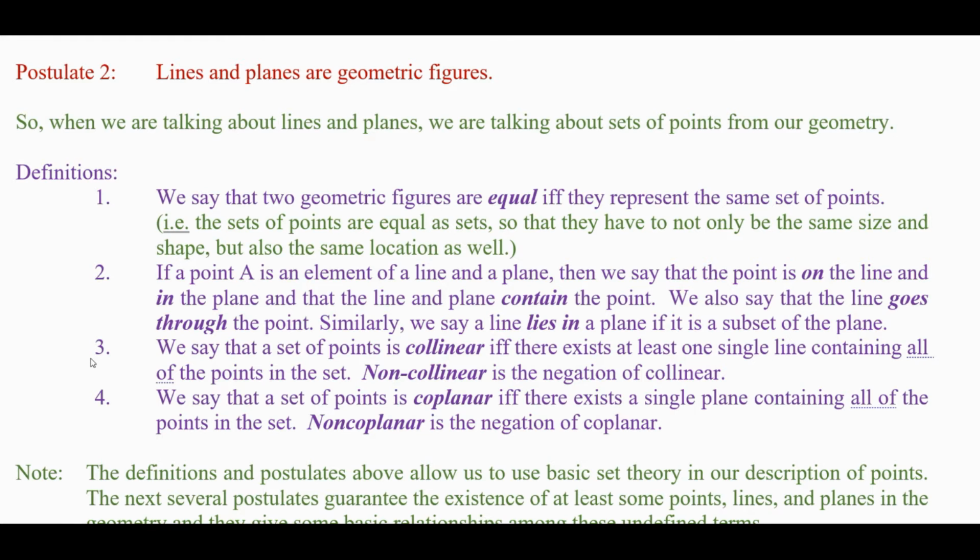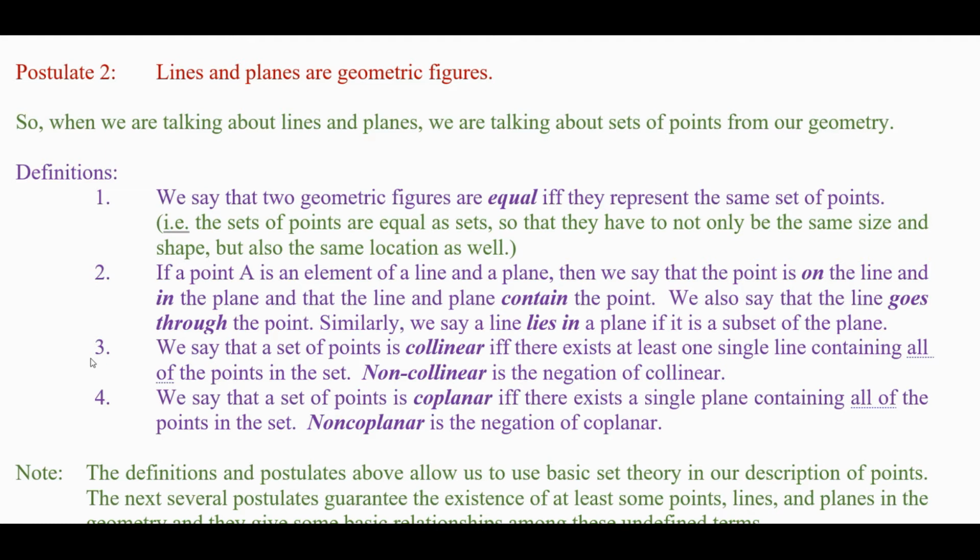So definition number 2 is if a point A is an element of a line and a plane, then we say the point is on the line and in the plane, and that the line and the plane contain the point. We also say the line goes through the point, and similarly we say a line lies in a plane if it's a subset of the plane. So contain, on, goes through, lies in, those are just element or subset relationships, right? So that makes sense since we're talking about sets of points.